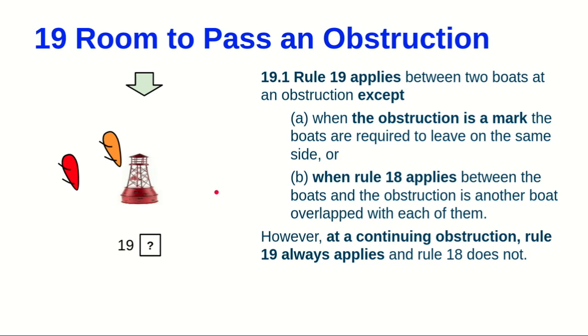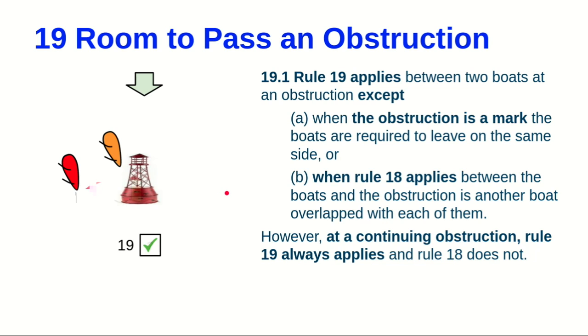So let's look at Rule 19, room to pass an obstruction. We first look at part 1 of the rule to see when the rule applies. Rule 19 applies between two boats at an obstruction except when the obstruction is a mark, which in this case it isn't, or when Rule 18 applies, which there is no mark and Rule 18 is the mark room rule. So neither of those exceptions apply. However, at a continuing obstruction, which this is not, it's an isolated piece of harbour hardware, so none of the exceptions apply. So Rule 19 applies between red and orange at this obstruction.